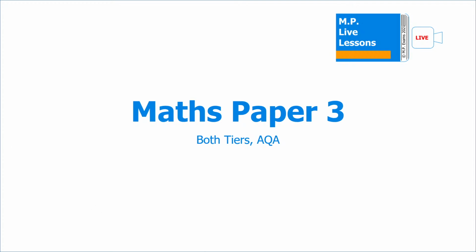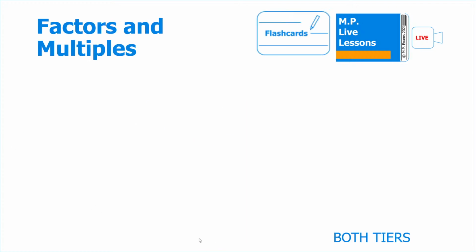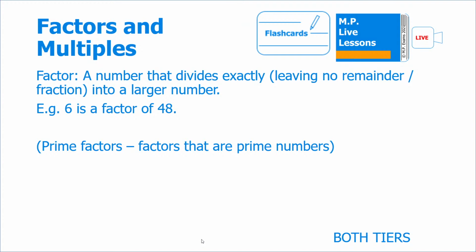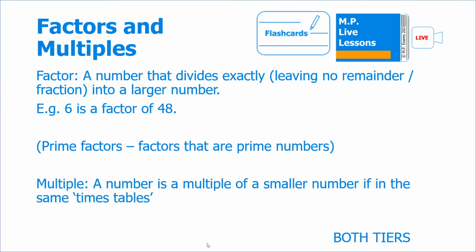Based off the advanced information, I've seen that both tiers will have factors and multiples. So we first need to know the basics. A factor is a number that divides exactly into a larger number without leaving a remainder. For example, 6 is a factor of 48. You may note that prime factors are just the factors that are prime numbers. You may need to decompose them, which you'll need to see in a bit.